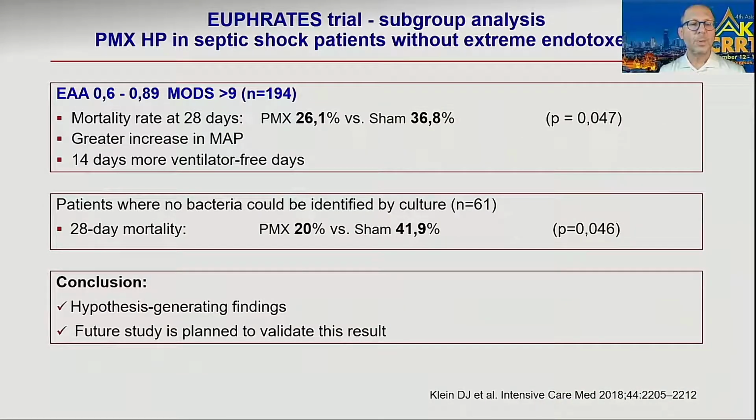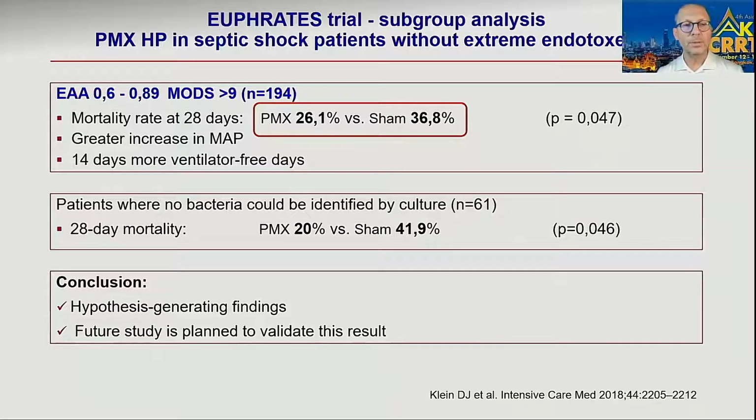In the subgroup analysis that was performed, where septic shock patients without extreme endotoxemia were analyzed, in the group of patients with endotoxin activity in the range from 0.6 to 0.9, the mortality at 28 days was significantly lower. Arterial pressure was higher, and there were more ventilator-free days.